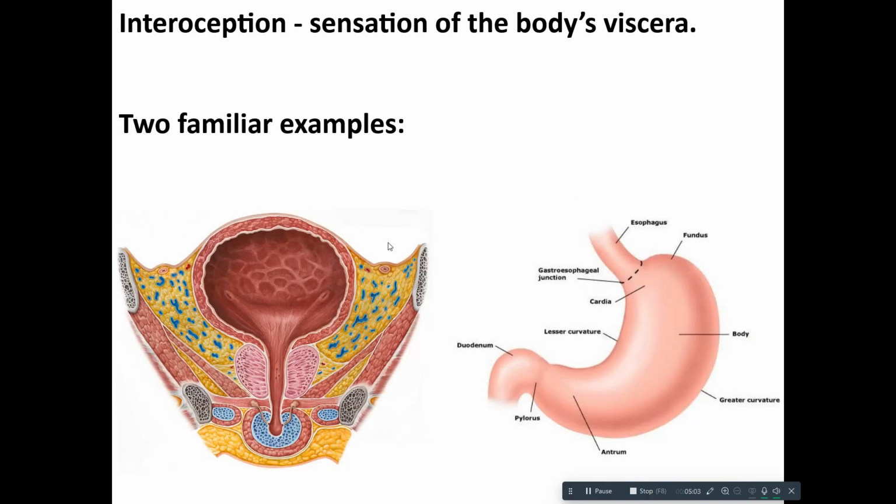Now, interoception is sensation of the body's viscera, and your insula is involved in that. And by viscera, I mean internal organs. So, for example, this is the stomach right here. Of course, you can tell when your stomach is stretched and full. Well, your insula is involved in that. This is the urinary bladder. This is another organ that we are going to be familiar with when it's stretched. So two examples of interoception where we're aware of internal organs, aware of viscera.